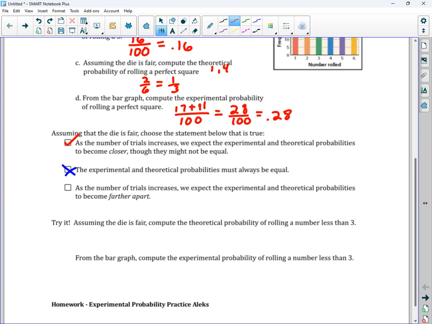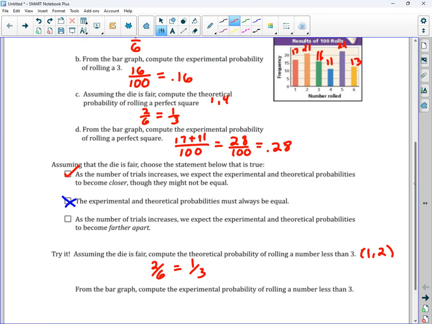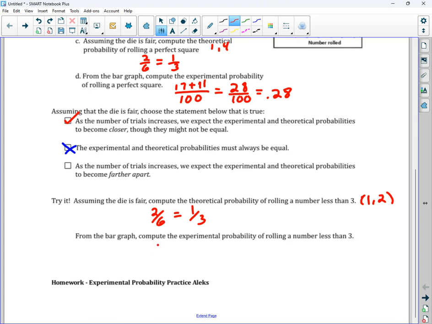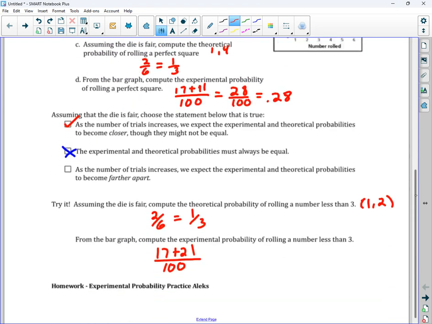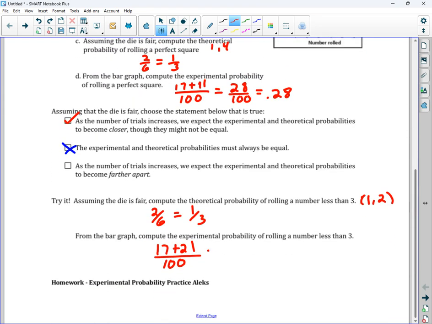So a number less than 3, that means a 1 or a 2. So there are 2 out of 6 chances, or 1/3. From the bar graph, 17 plus 21 out of 100, which is 38 out of 100, or 0.38. All right, as promised, it was short and sweet.